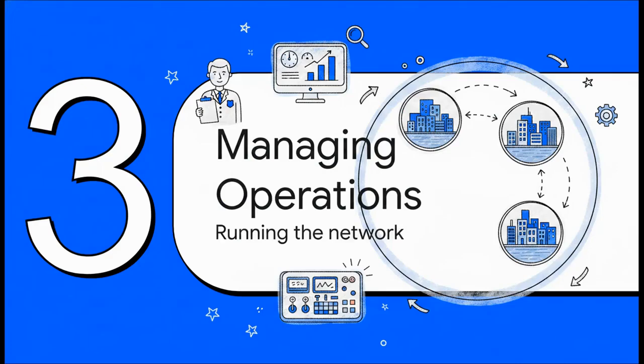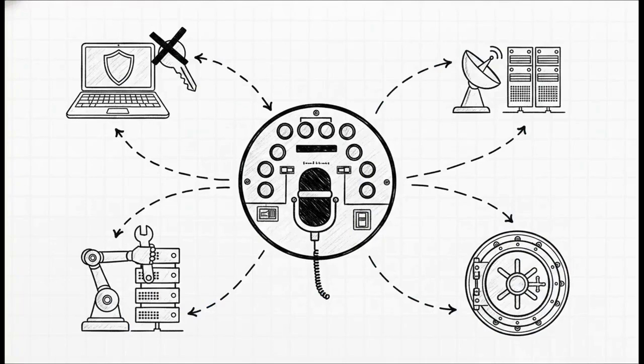Section 3. Managing daily operations. Running the network. All right, so we've got our monitors and our compliance inspectors. Now we need to handle the actual day-to-day operations and central management of our 3-city business network. To do this at a really large scale, we use AWS Systems Manager. Think of this tool as a massive central intercom system. By using its features, you can manage thousands of servers securely.